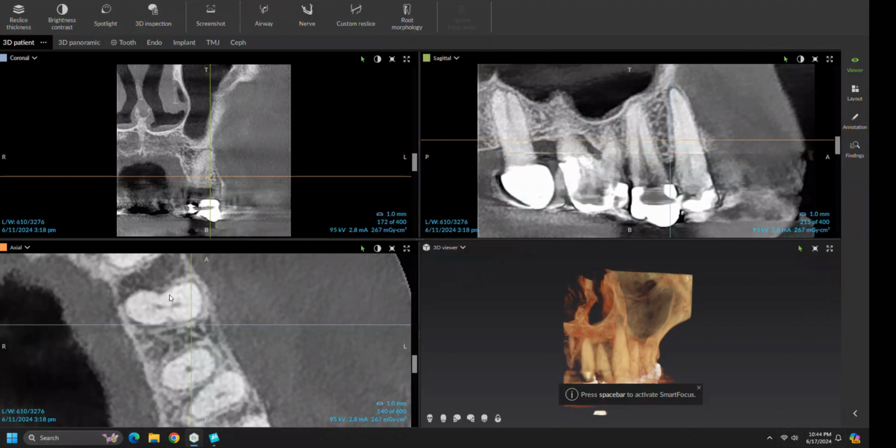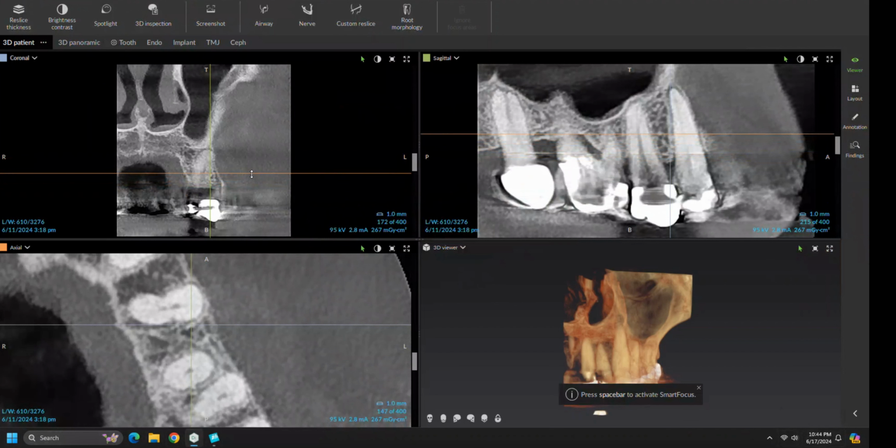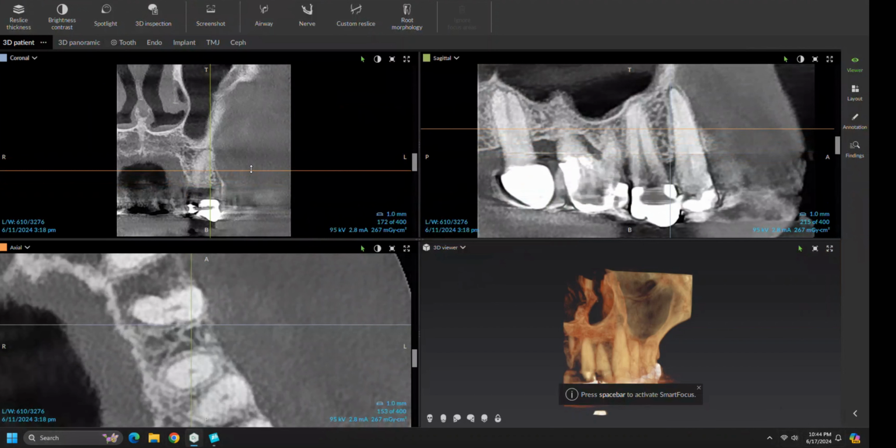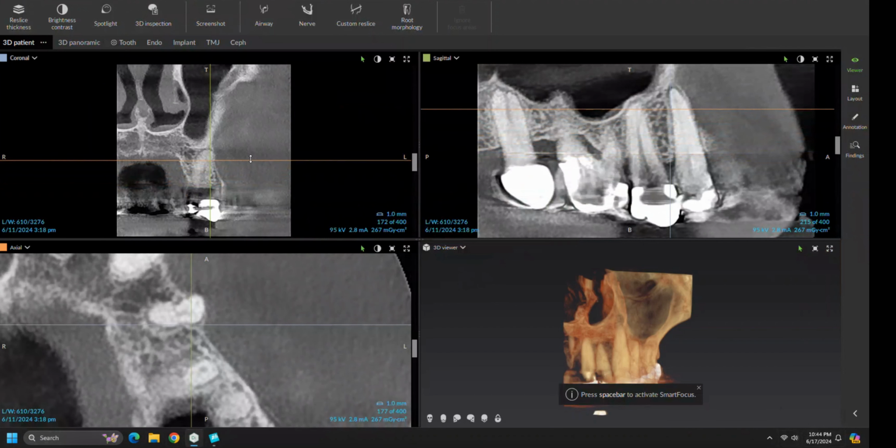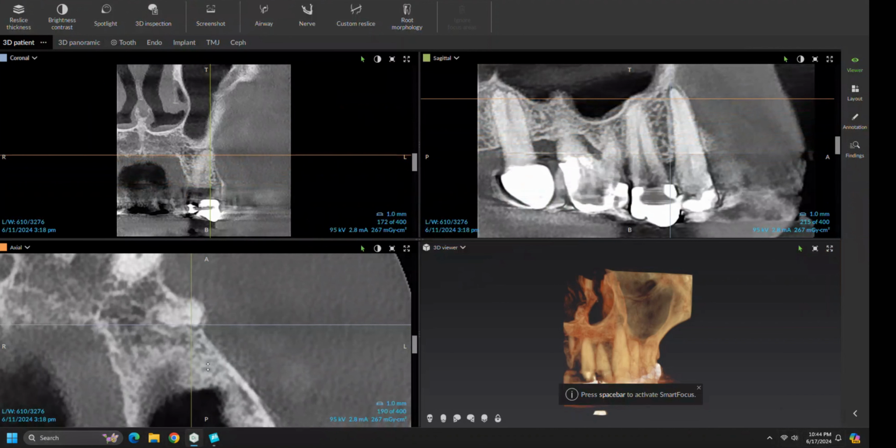But I just don't see bone loss that corresponds to class 3 mobility and an 8mm pocket, especially as we go apical. From this point forward, this looks very normal to me. And it's not until we get to right about here, which is very close to the apex, that we start to see that widening of the PDL that speaks to me as occlusal microtrauma over time.